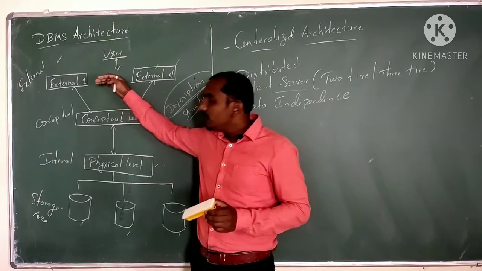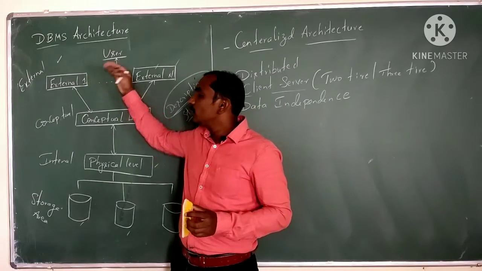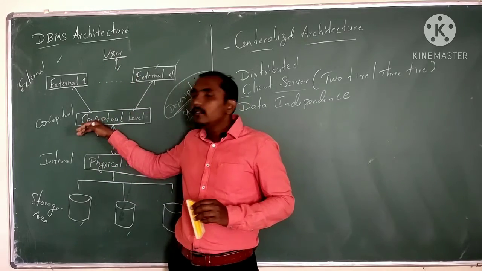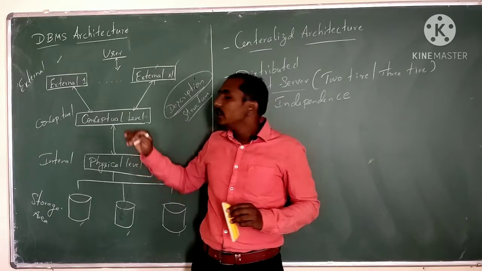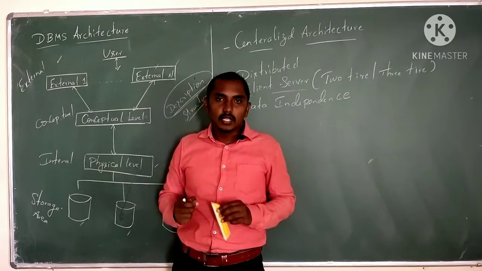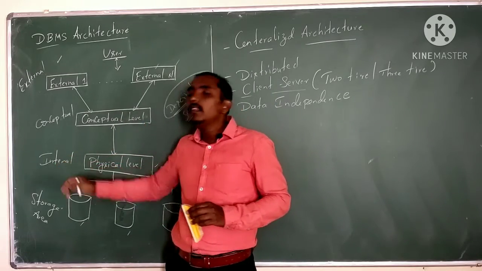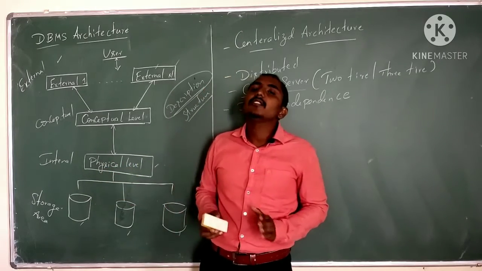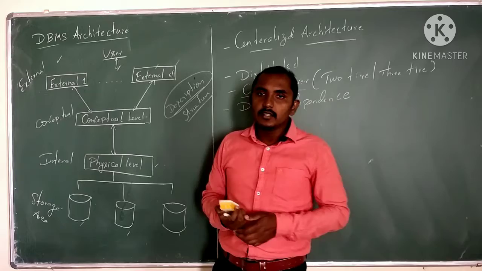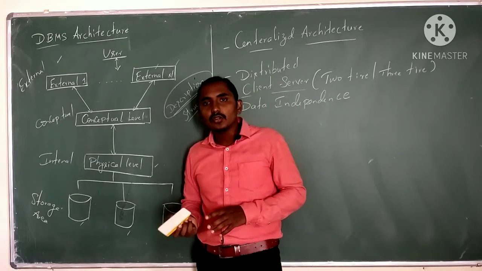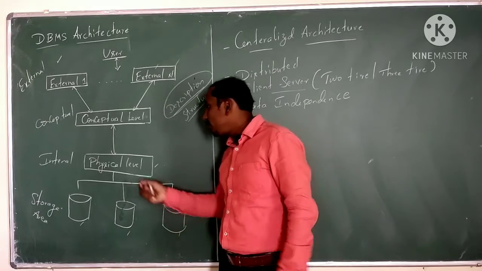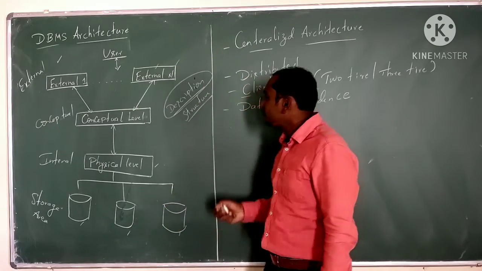Here we have the external level, which is the interface given to the user, and the conceptual level, which will contain the description details and is also considered the logical level. The internal level is also considered the physical level, which contains the storage details: how it is stored, where it is stored, and in which format it is organized. Those kinds of information will be present in the physical level.